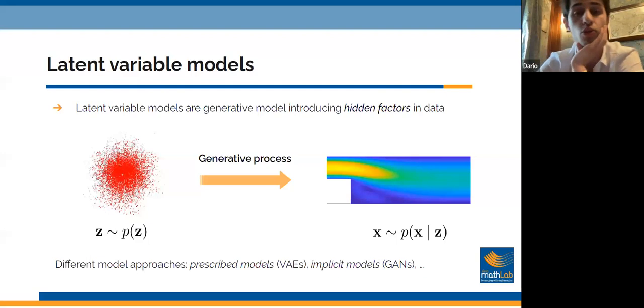And what we want to do now, if we want to perform reduced order modeling, is to convert this framework into a framework that we can use for learning PDEs. And what we do is to start with this latent factor that we call Z.